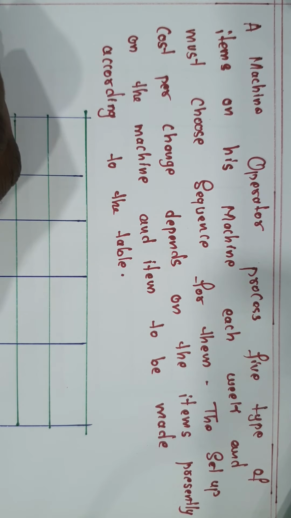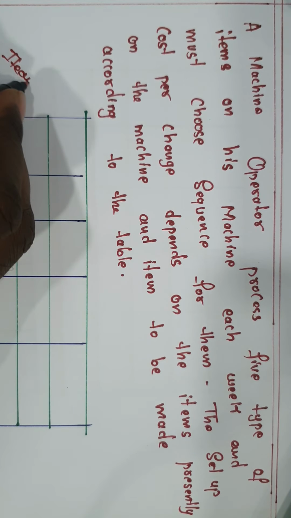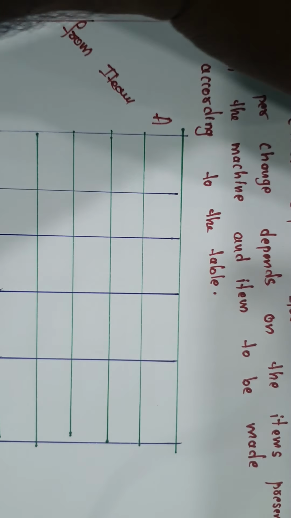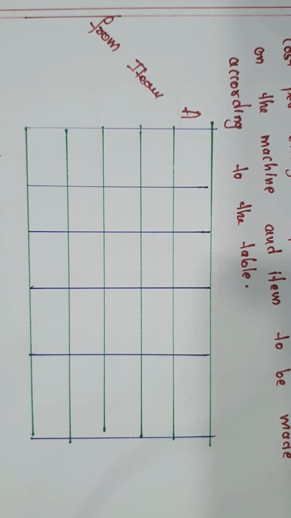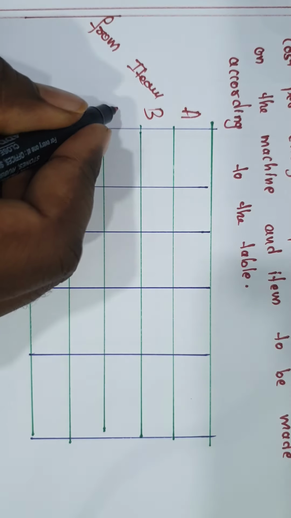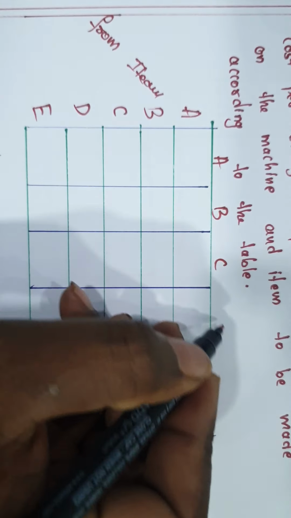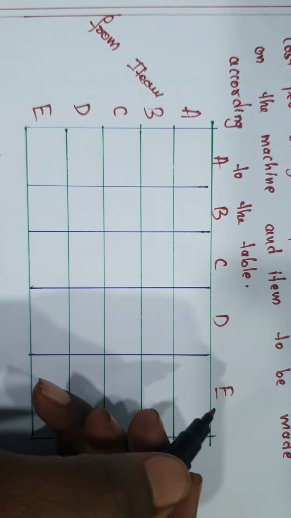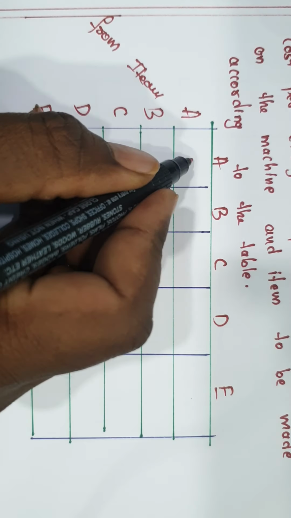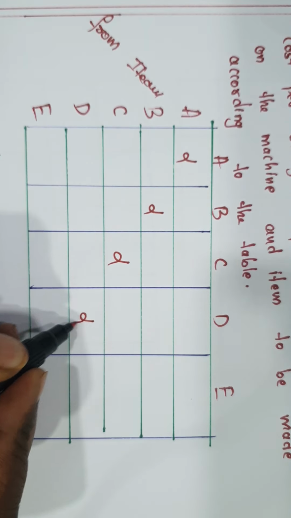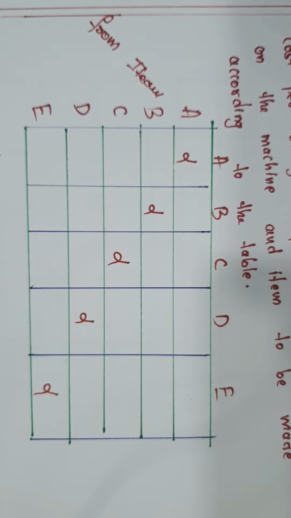So here, you have to write from item and to item. First you write A, like this. If it is not given in your question, you take A, this one as B, this is C, and this one D, and this one you can take as E. Similarly along the top, A, B, C, D, E. And here, as you can see, alpha is given along the diagonal.